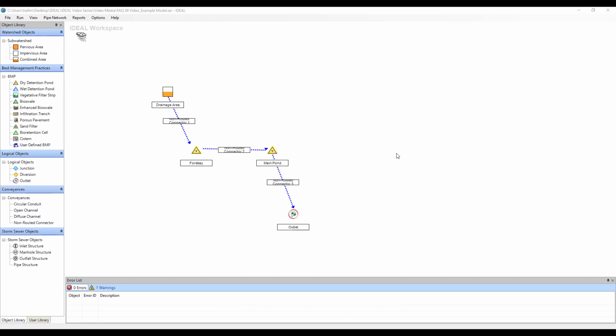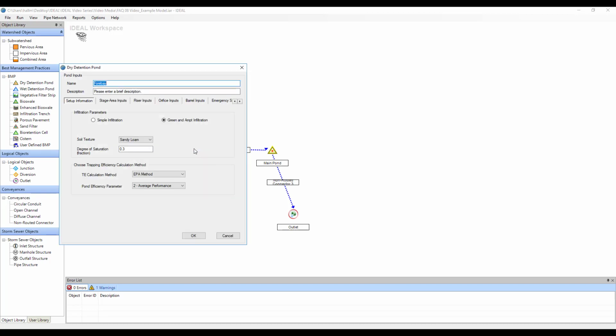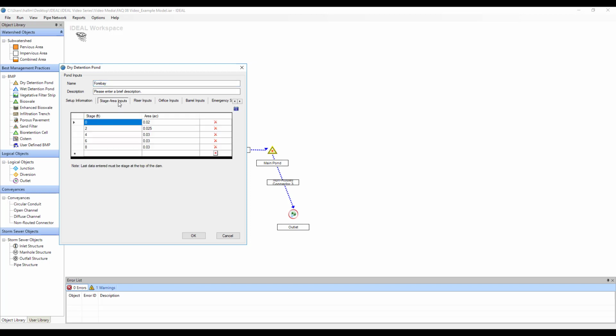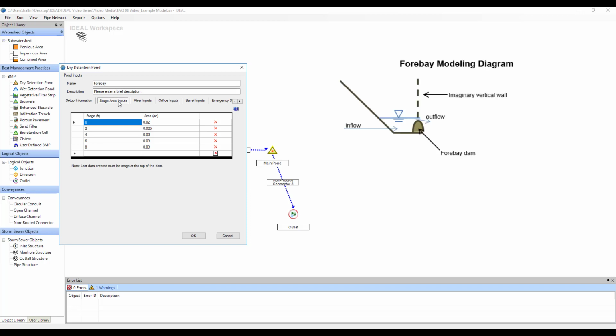The forebay should be modeled first. The modeling of the main pond will depend on the results of the forebay modeling. This process assumes that the pond and forebay have been designed to meet all applicable standards for flood control and channel protection. Model the designed forebay using a dry detention pond object, as shown in this example model. The stage area inputs table for the forebay should be filled in up to the top of the designed pond. Keep in mind that the forebay dam should be extended straight upwards like an imaginary wall, not having the side slopes that the rest of the sides will have. Notice the diagram on the screen for assistance.